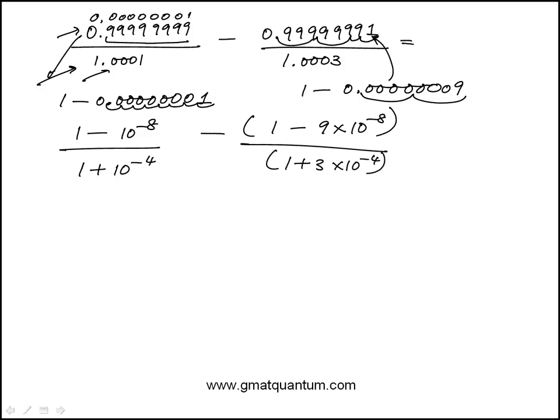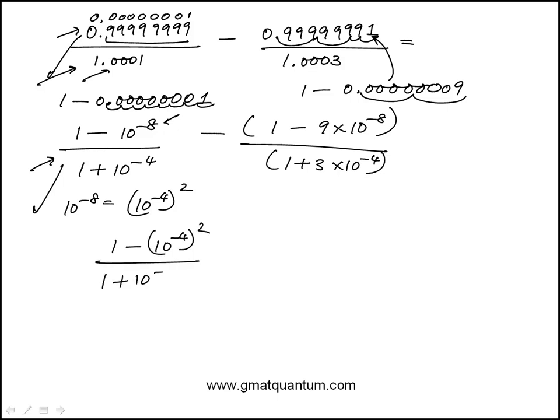So the key step in this problem is to notice that these are related to difference of squares. I originally hadn't seen it when I did it, and you'll see the second method is how I originally did it. It's a lot more tedious. So the key step is, 10 to the minus 8 is 10 to the minus 4 squared, which means this is really 1 minus 10 to the minus 4 squared over 1 plus 10 to the minus 4. Essentially, it's the 1 minus x squared over 1 plus x form.